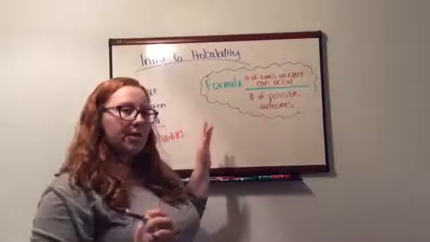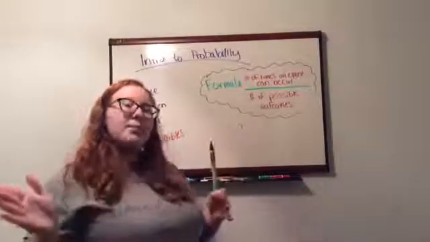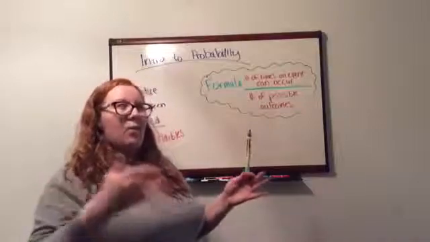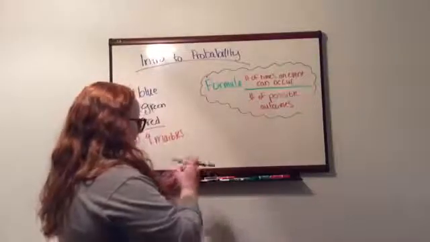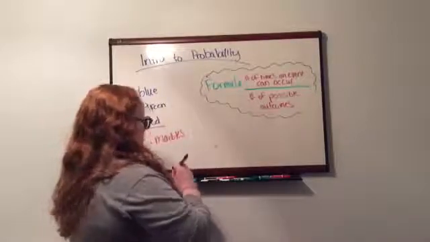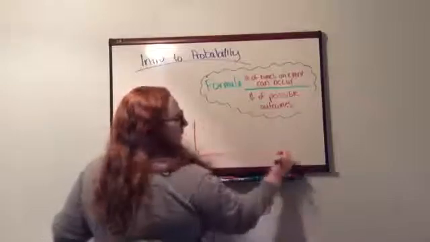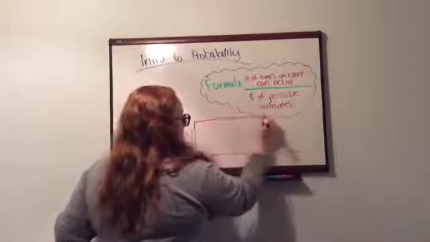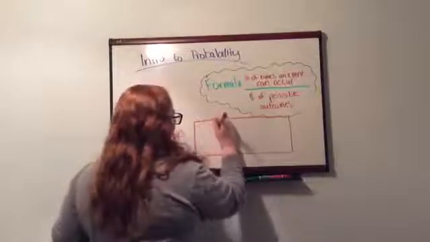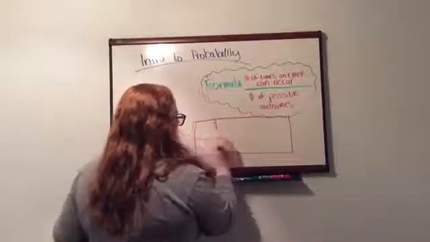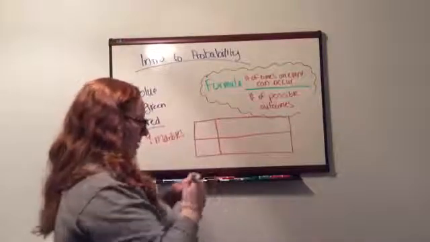So I'm going to show you what we call a probability model. That's going to help you think about what all your possible outcomes are and then what the probability of all those outcomes is. So, we have a probability model. It's going to be set up kind of like a table. It's going to look kind of like that. That's how it's going to start being set up.